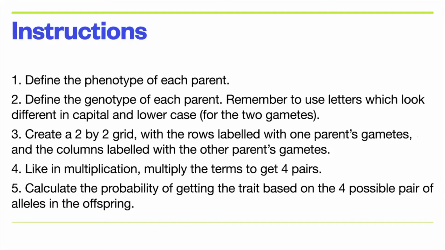So these are the instructions for constructing a Punnett square. You define the phenotype of each parent and write it at the top. You define the genotype of each parent and write that underneath. Remember to use letters which look different in capital and lowercase for the two different gametes. You create a 2x2 grid with the rows labeled with one parent's gametes and the columns labeled with the other parent's gametes. Like in multiplication, you multiply the terms to get 4 pairs, and you calculate the probability of getting the trait based on the 4 possible pairs of alleles in the offspring, remembering whether the disease is dominant or recessive.